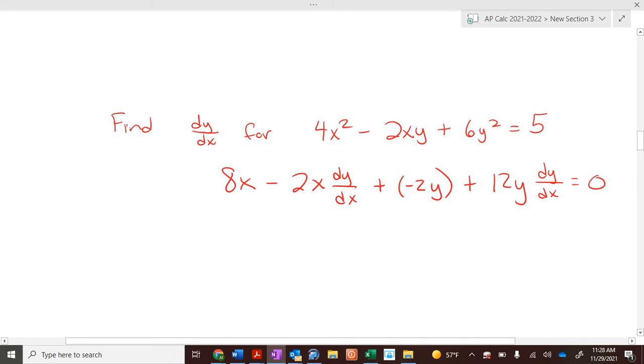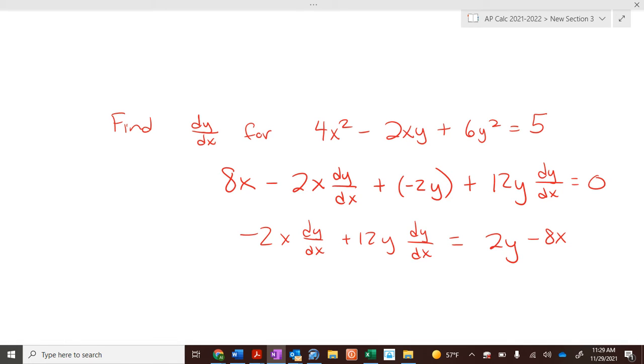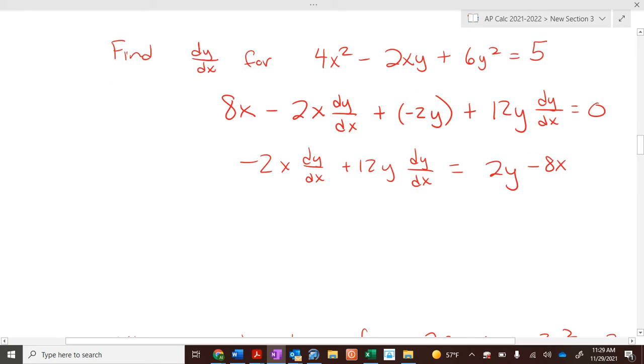But now we got to get dy/dx alone. So negative 2x dy/dx plus 12y dy/dx equals 2y minus 8x. Now, could they have written it as negative 8x plus 2y? Absolutely, they might have. So factor out the dy/dx. You're right.